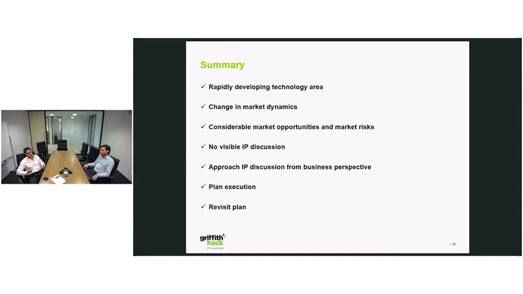Products evolve, markets evolve, business opportunities change. So make sure that you're not sitting there in 5 years running the same strategy, which is now completely out of date because dynamics have changed. So that wraps up what we really wanted to cover today.